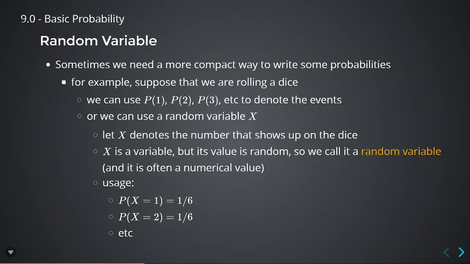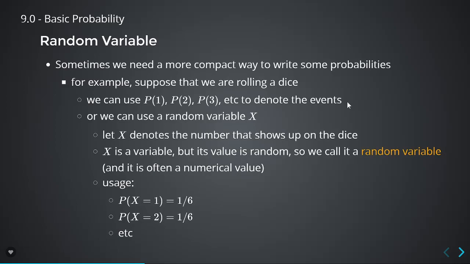Next one. We're moving on to random variables. So sometimes you need to have a nice way to write probabilities. The example I have here is, let's say you're rolling a dice, and you can write P1, P2, P3 to say that I got a 1, I got a 2, or I got a 3, and so on. So you got P1, 2, 3, 4, 5, 6.